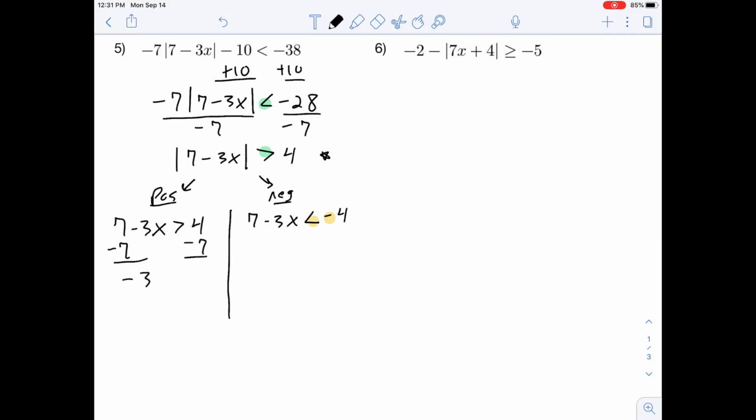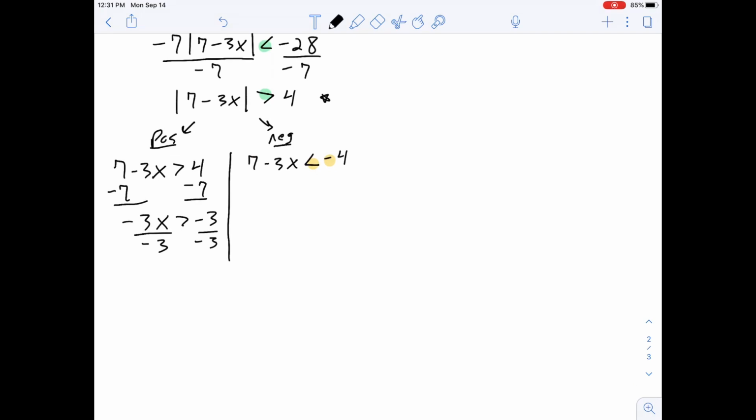That gives me negative 3x is greater than negative 3. Divide by negative 3. And look what happens again. I've got to flip it again. So x is less than 1. So 3 times I had to flip this so far.